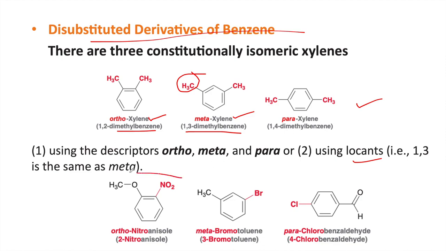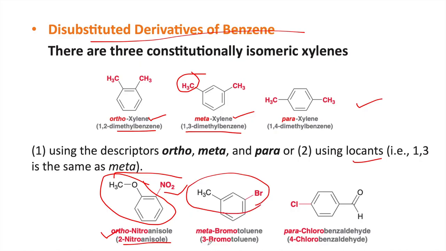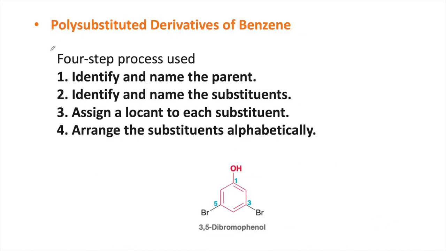So take this example. Here methoxybenzene is the parent part and nitro is the substituent. So you can write it as 2-nitroanisole or you can write it as ortho-nitroanisole. This is metabromotoluene, and this is also called 3-bromotoluene, and this is para-chlorobenzaldehyde, or you can write it as 4-chlorobenzaldehyde.